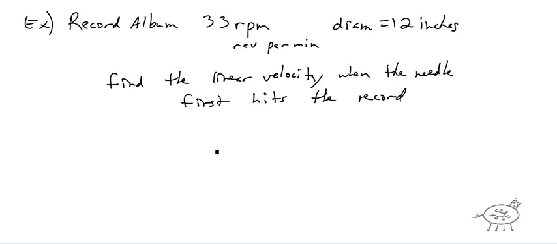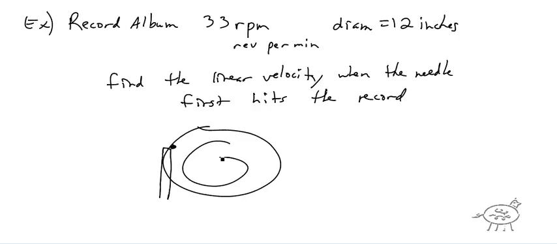So this is kind of what it looks like. Here's your record, and you have a little arm for the record player, and it first touches down, it hits the record right at the edge like that. And the record is spinning around and around and around at 33 revolutions per minute. So what I tell you, when you see revolutions per minute, what are you going to think of right away? You're going to think of angular velocity. So you're going to think of omega.